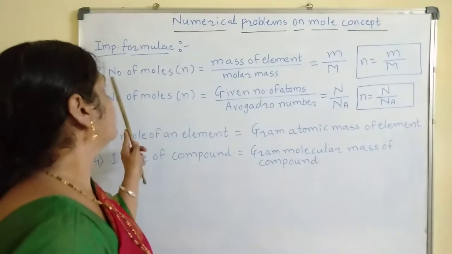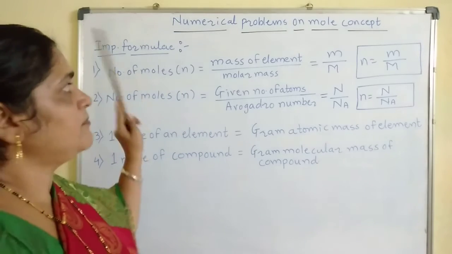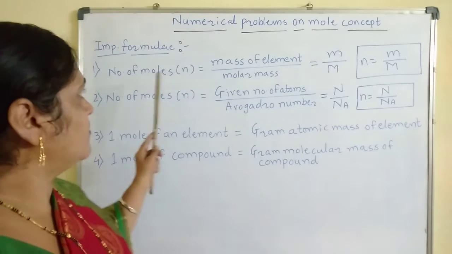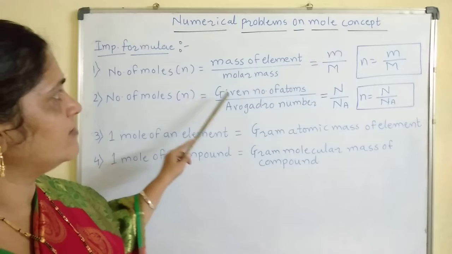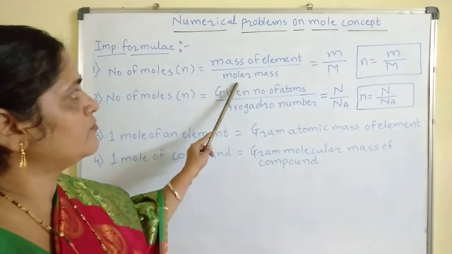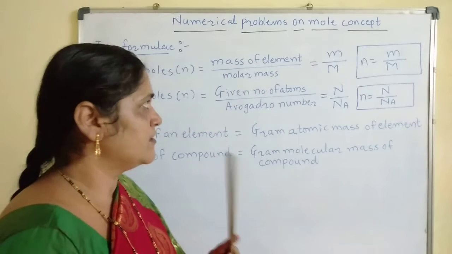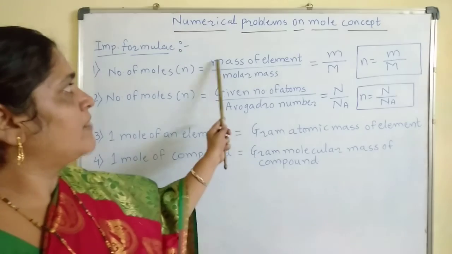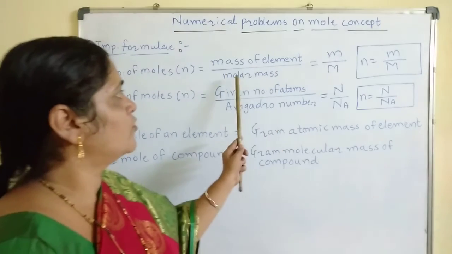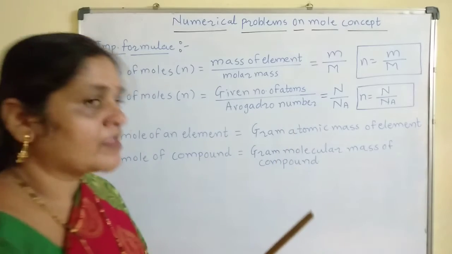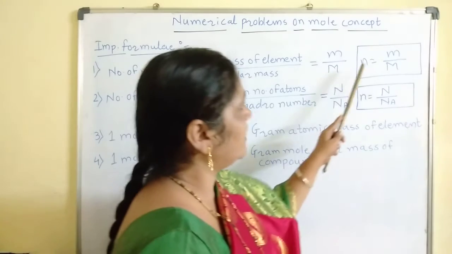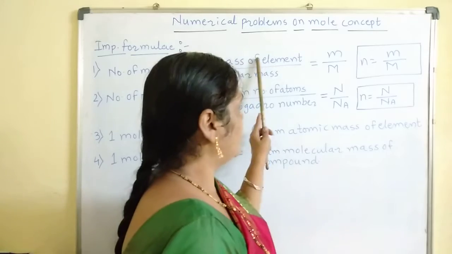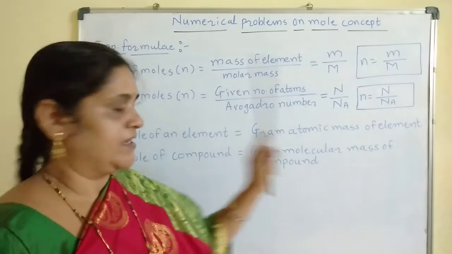So the first formula is the number of moles. If the numerical gives the mass of element and molar mass, then the number of moles of the substance is calculated using mass of element upon molar mass. So, number of moles is equal to mass of element upon molar mass. Mass of element is denoted with small m, molar mass with capital M. So our formula will be n is equal to m upon M.